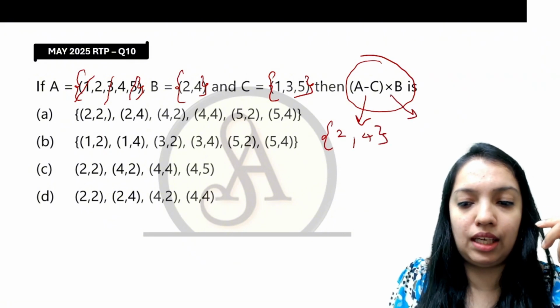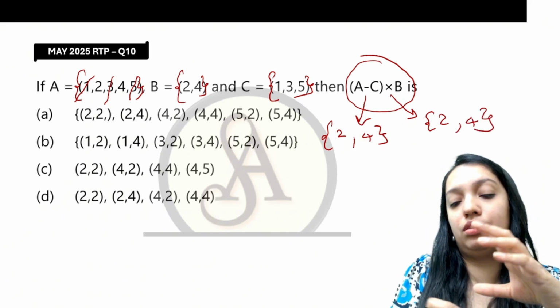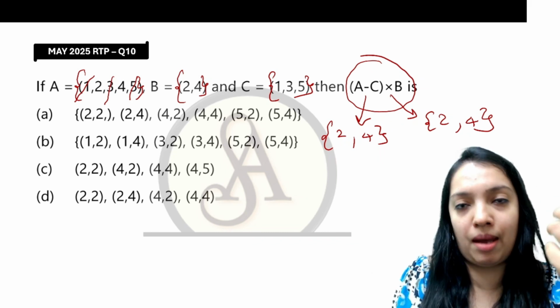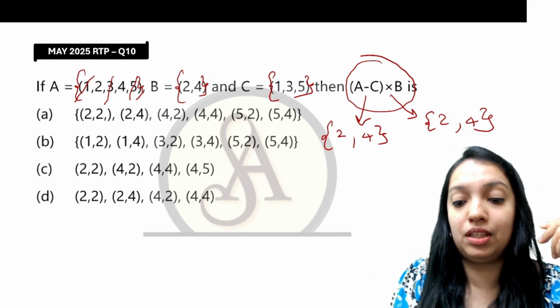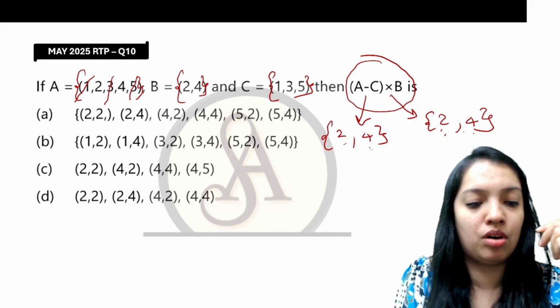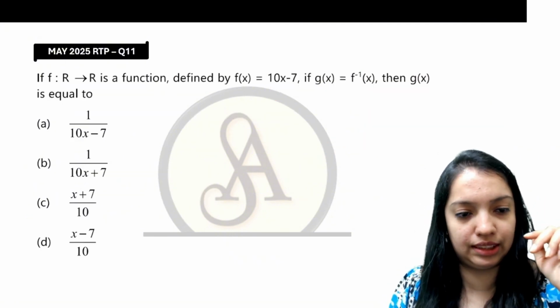B is equal to again {2, 4}. So I need to make this Cartesian product of A minus C cross B, which means (2,2), (2,4), (4,2), (4,4). Option D is correct. I believe everyone understood this.